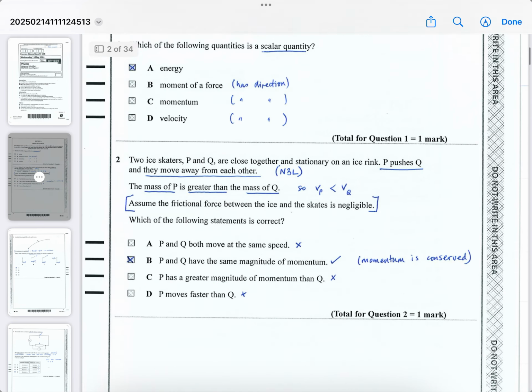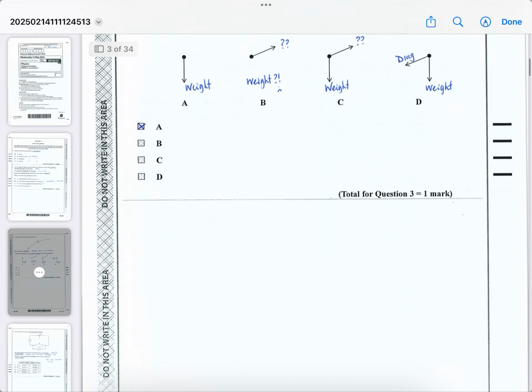Okay, so we went through the multiple choice in the first part. If you haven't watched it, go back and have a look. I'll put them all in the same playlist so you can find them easily for ease of reference. So we went through the first 8 questions, multiple choice.